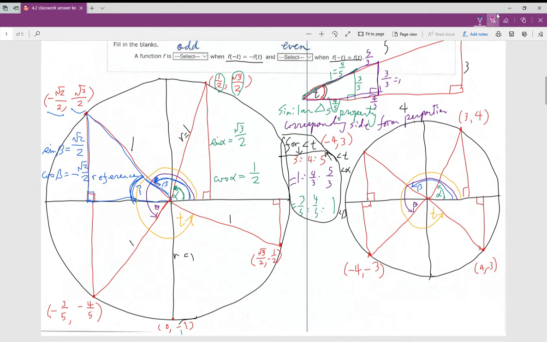Now when we go to the purple color, angle theta, you are going to form a right triangle according to which angle? Not angle theta. Angle theta is too big. So what's the reference angle? Reference angle.